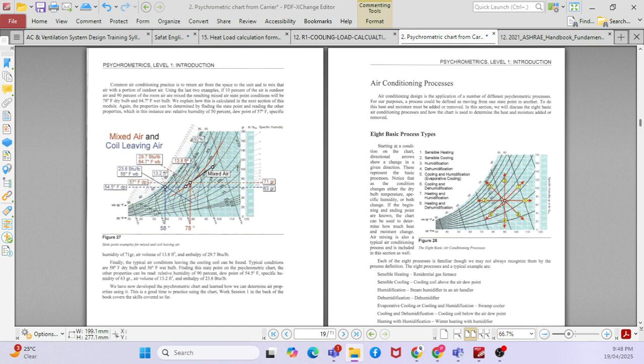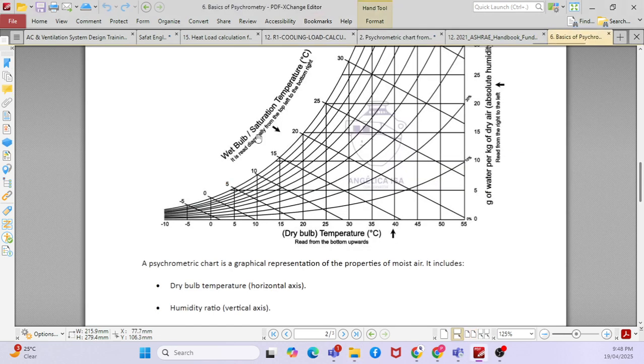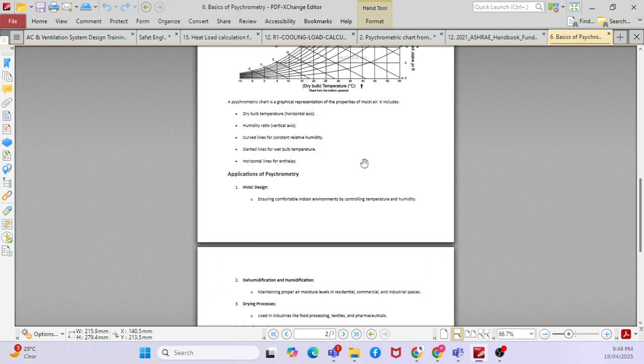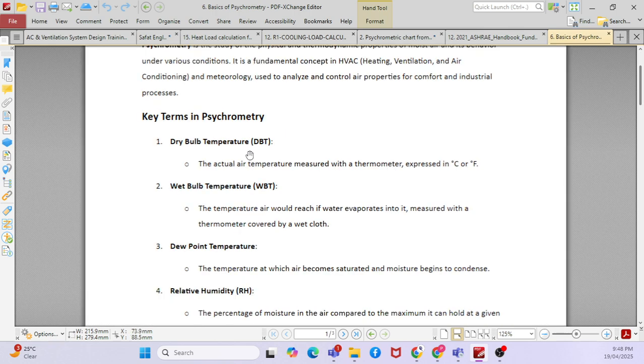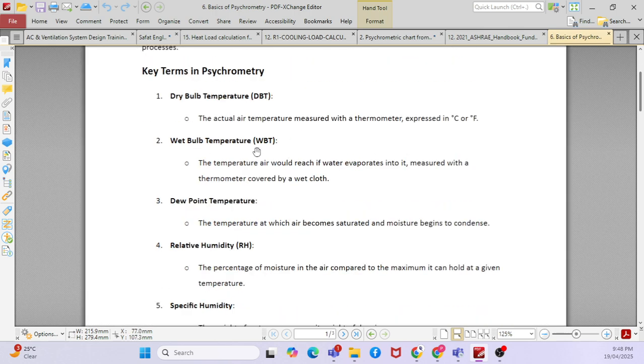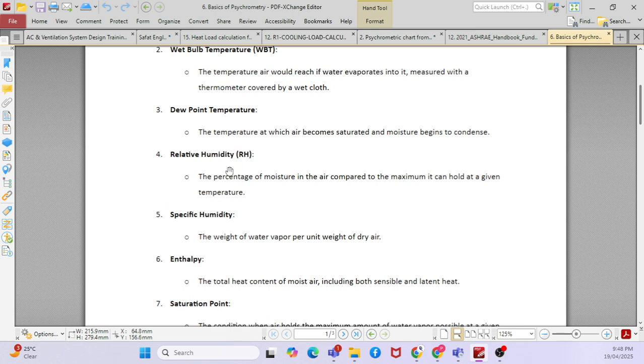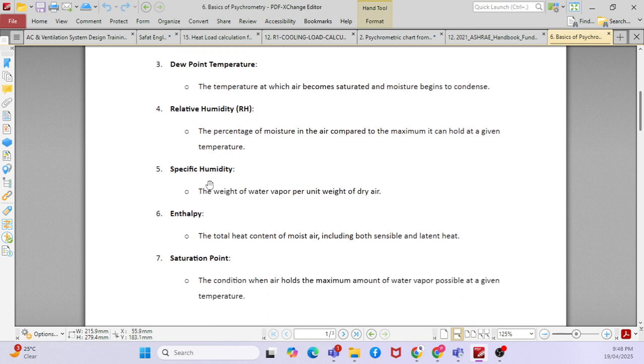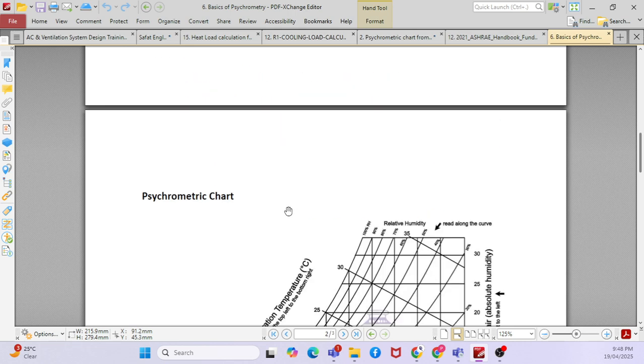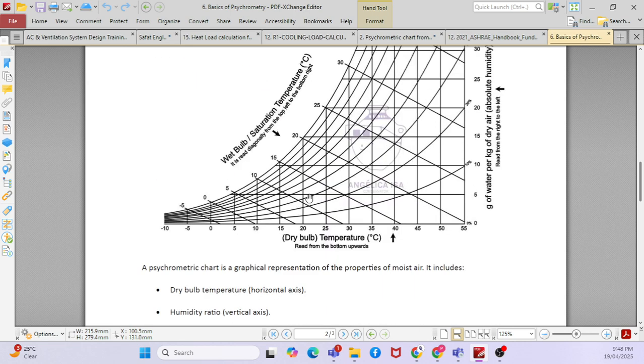See the basics of psychrometry. You know the basics of psychrometry. So what is the dry bulb temperature? What is the wet bulb temperature? What is the dew point temperature? What is relative humidity? What is specific humidity? What is enthalpy? So you will start reading all these documents, right?